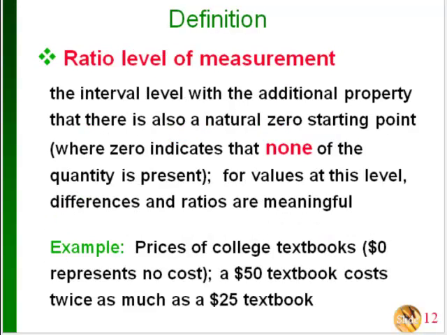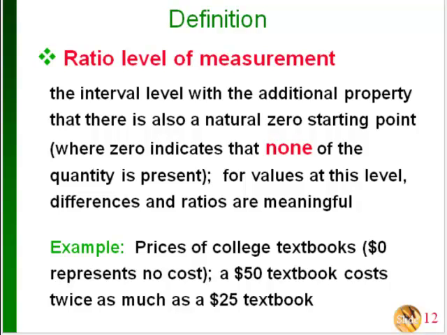The other level of measurement is ratio level, and this one is like the interval level, only it has the 2 properties that the interval level didn't have. So it does have a natural zero starting point, and if you divide one value by the other, the ratios are actually meaningful. One example of this that comes up a lot is prices of things.